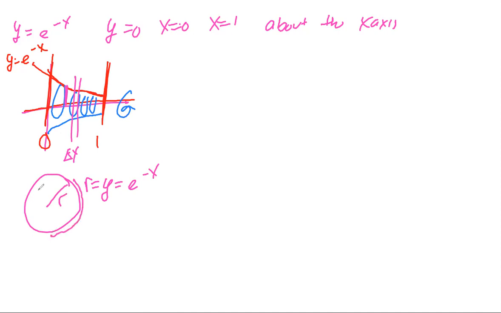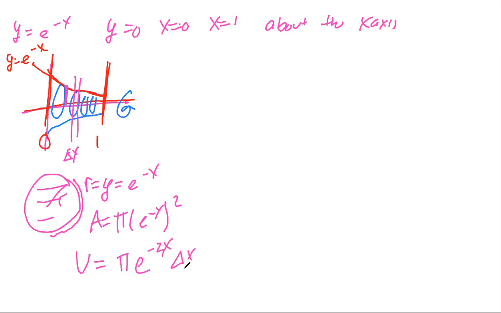So if you think about the area of that disk, area is going to be pi r squared, pi times e to the negative x squared. Volume will be pi times e, and you can say this is e to the negative 2x, using the rules of exponents, times the delta x. So that's like a typical volume that we would put into a Riemann sum.